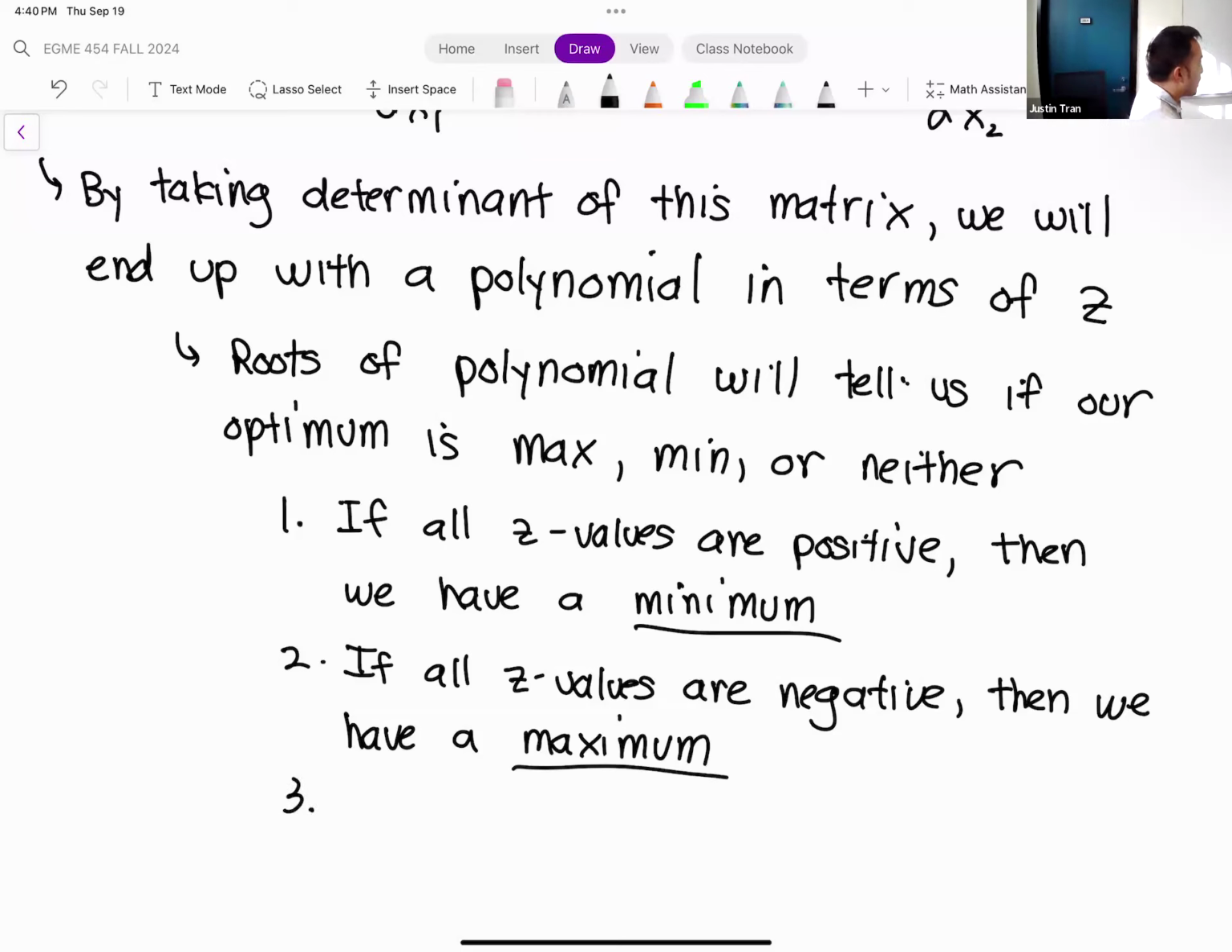If you have z values where some are positive and some are negative, so there's not a clear sign, then we have neither. And usually when you don't have a max or min, but your derivatives are zero, then we call that a saddle.